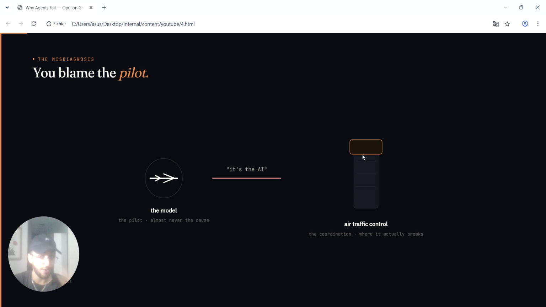For our case, the model is the equivalent of the pilot here. And the teams that I see swapping models for weeks, all they've been doing is swapping out a perfectly good pilot while the control tower is on fire. What ends up happening is they fix the one thing that was never broken in the first place. Now let me prove to you exactly why this is always going to happen no matter what.